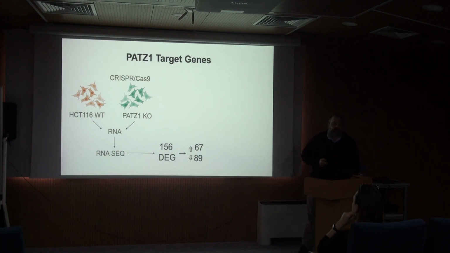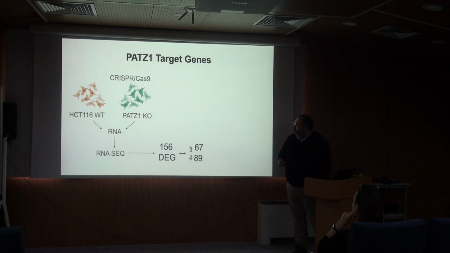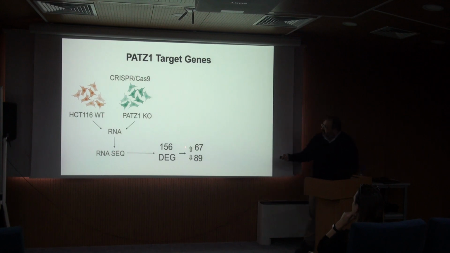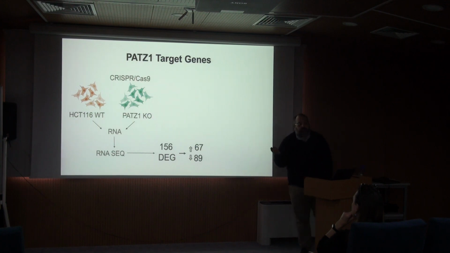More recently we've been making knockout models of this POT1 protein. In this case, we're using this human colon cancer cell line, which is very commonly used. Using CRISPR-Cas9 technology, we made a POT1 knockout cell line and isolated RNA and did RNA sequencing. We identified by differential gene expression 156 target genes. Of course, these target genes may not be direct targets of POT1, so POT1 may not directly bind to the promoters of these. It may be secondary effects. But of these 156, roughly half are upregulated and another half are downregulated, which means that this protein, depending on the context, is in some cases an activator of transcription, and in other cases is a suppressor of transcription.